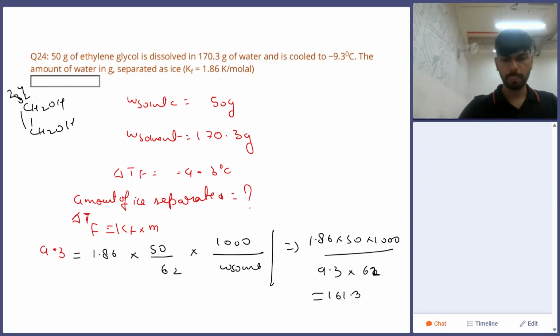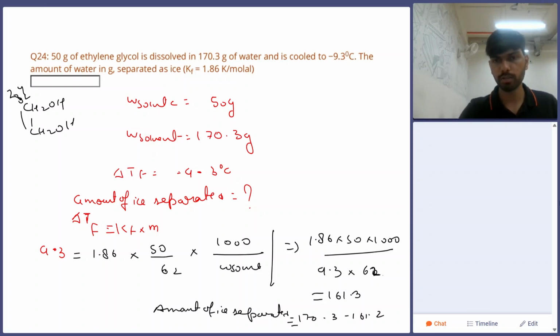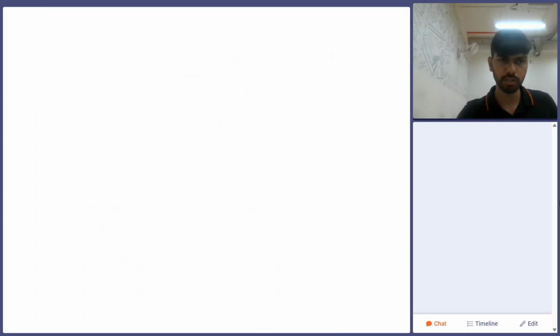Now after the 161.3 value, this is the amount of ice separated. So the amount of ice separated is 170.3 minus 161.2, which is going to be 9.1, so we get 9 grams. In short, 9 grams is the right answer for this question.